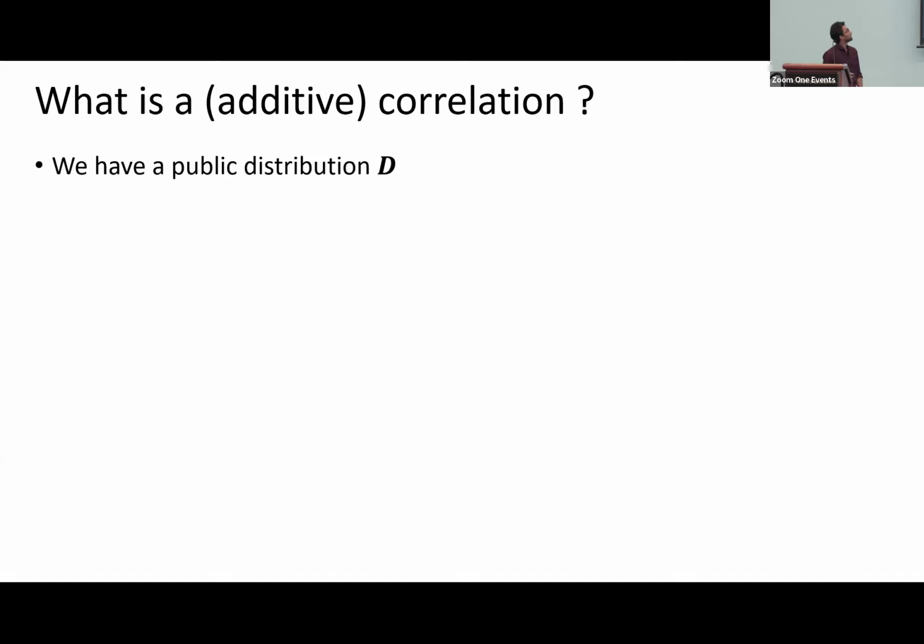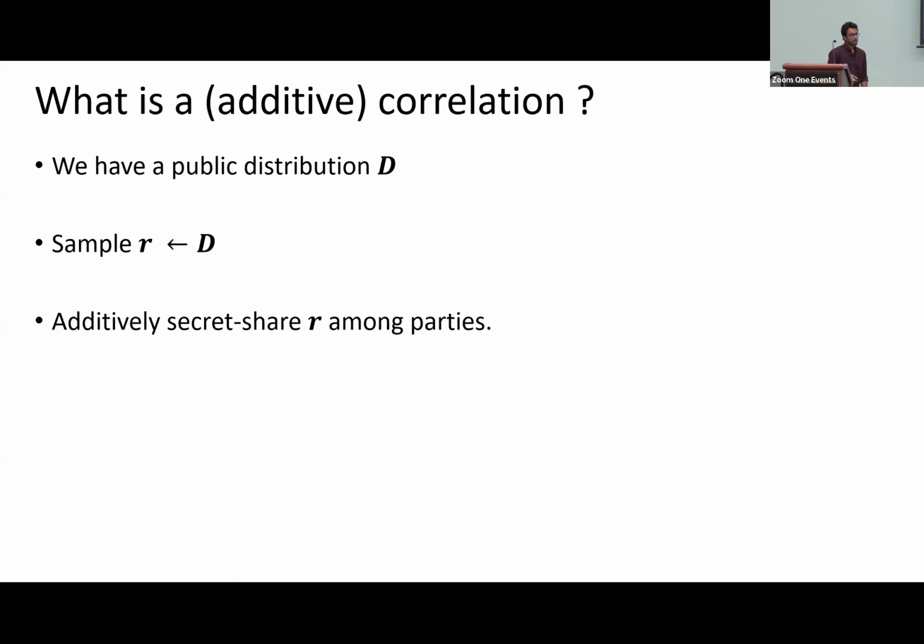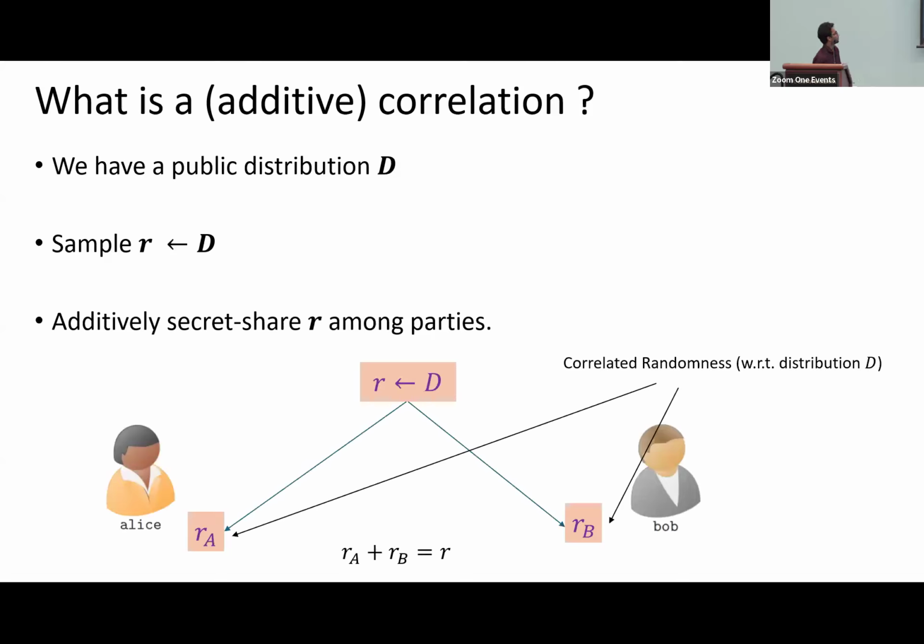It's very simple. We have some public distribution D, and we sample an element R from such a distribution, and then additively secret share R among the parties, which is illustrated in this figure. The sharing of the parties across all parties is the correlation with respect to the distribution D. For example, if you instantiate this distribution with the uniform distribution over all triples A, B, and C, such that C is A times B, then the induced correlation is what we call Beaver triple correlation.